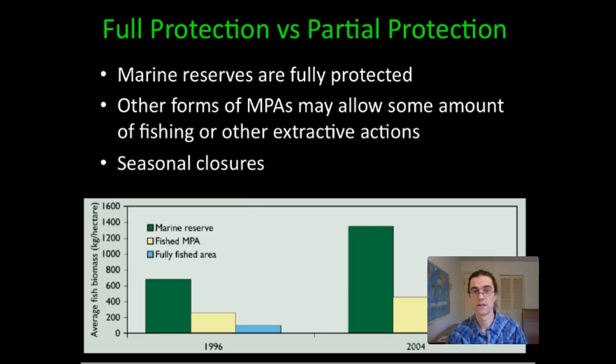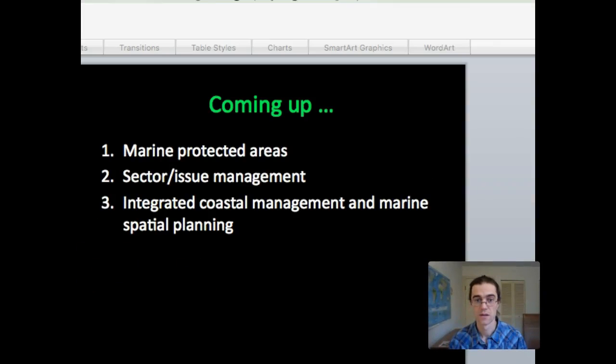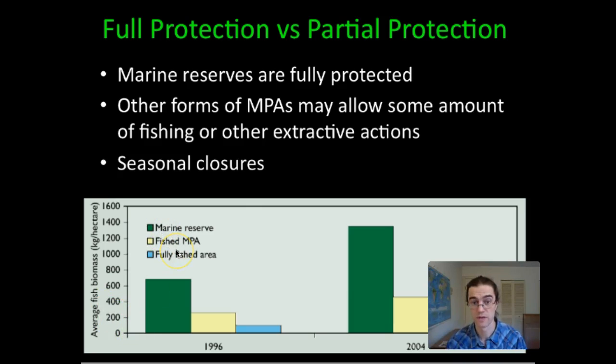There's another graph that's supposed to come up here with that. So full protection versus partial protection. Marine reserves are fully protected, but there's other forms of MPAs that may allow some amount of fishing or other extractive actions. And seasonal closures are a big question mark as well for some of these areas. So you have a little bar graph here of average fish biomass for a marine reserve versus a fished MPA versus a fully fished area. And you can see how much that increased over those 8 years, especially in a marine reserve, and a little bit in the fished MPA, and not so in a fully fished area.